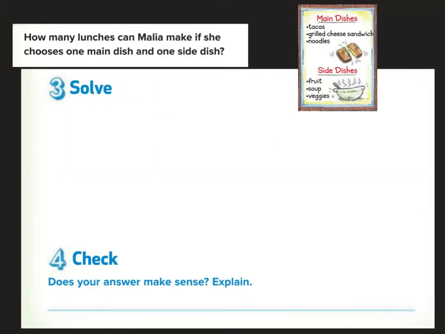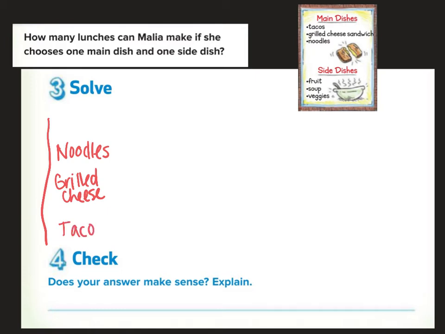Okay, so for our table, over here, I'm going to put, we could do noodles. She could have grilled cheese. And she could have a taco. These are going to be my rows. Okay.